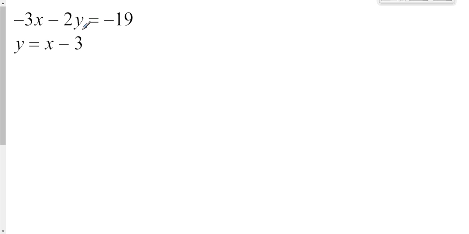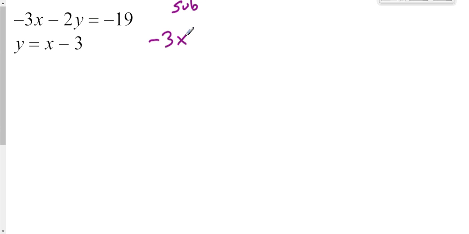So looking at my two problems here, the first thing that I'm going to look for is my first equation: an x equals or y equals? Is x or y by itself? The answer is no, so we're going to move on to the next one. Our second equation does have a y equals. Substitution is a go.